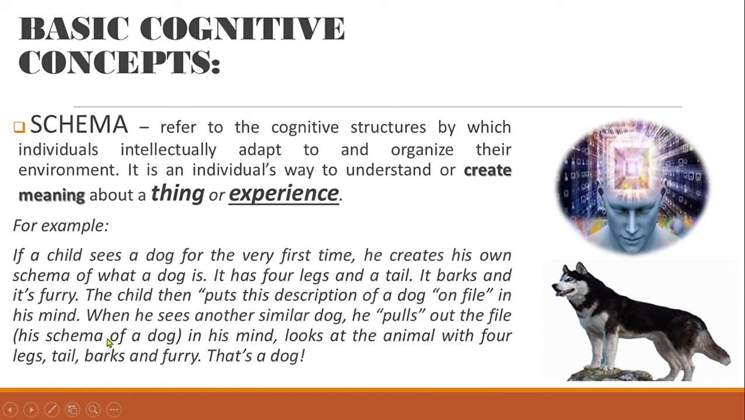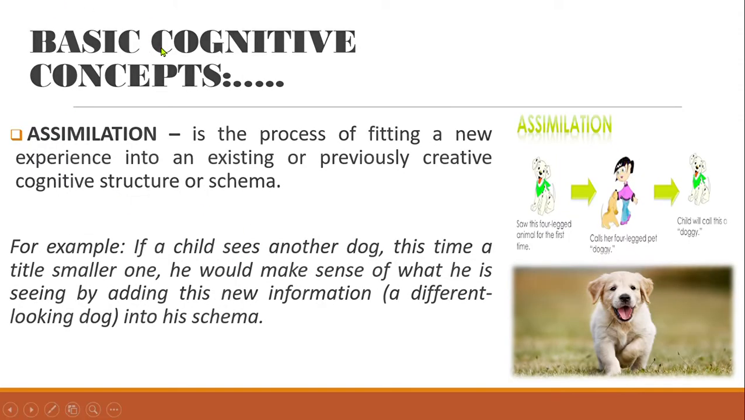Okay, when he sees another similar dog, he pulls out the file, his schema of a dog in his mind, looks at the animal with four legs, tail, barks, and furry. Oh, that's a dog. Okay? Kasi yan lang yung pagkakaintindi niya of what the dog is. Okay? So, basic cognitive concepts, assimilation.